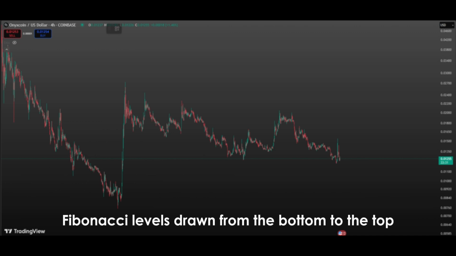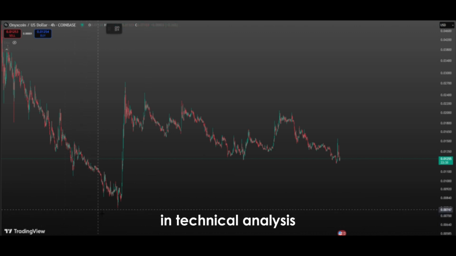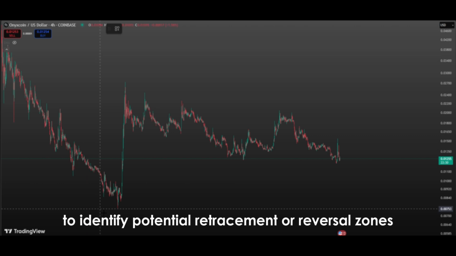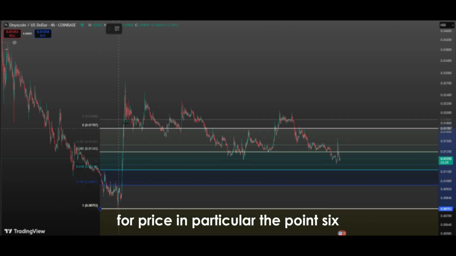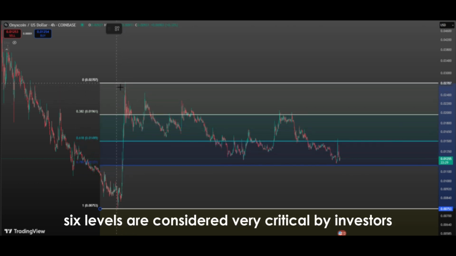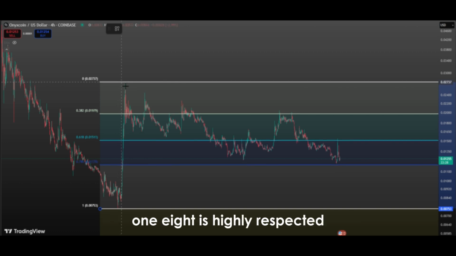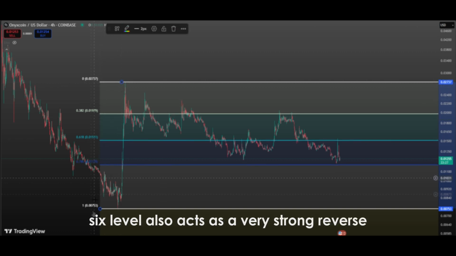Fibonacci levels drawn from the bottom to the top are among the most commonly used tools in technical analysis to identify potential retracement or reversal zones for price. In particular, the 0.618 and 0.786 levels are considered very critical by investors, as the so-called golden ratio of 0.618 is highly respected, and the 0.786 level also acts as a very strong reversal zone.